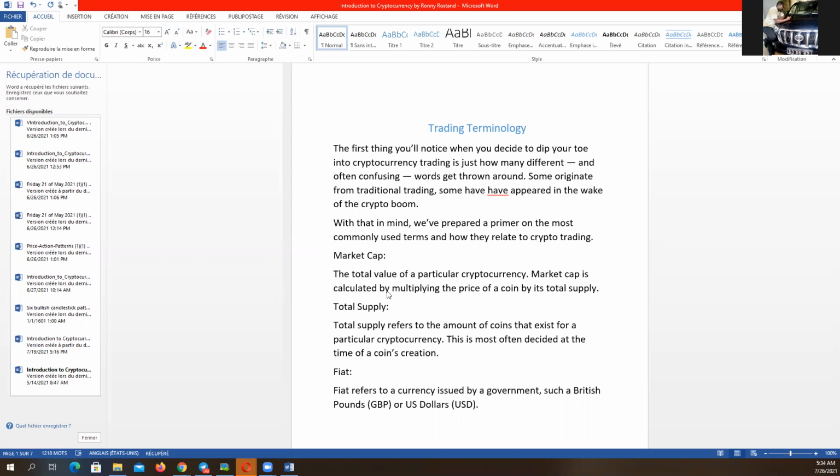So the first thing you're going to learn about is market cap. The market cap in cryptocurrency is the total value of a particular cryptocurrency, and it simply means that you take the value of one cryptocurrency multiplied by the total available of the cryptocurrency in circulation.